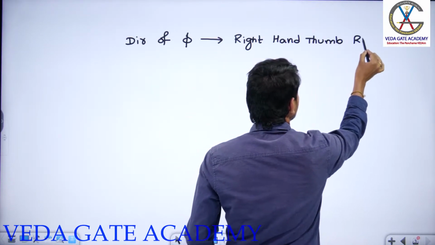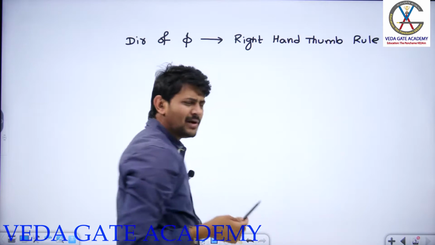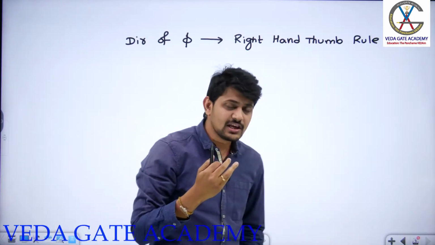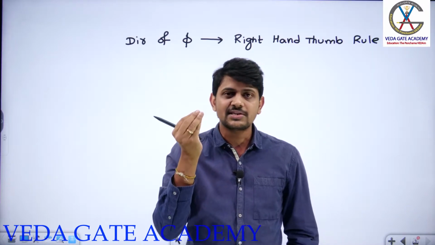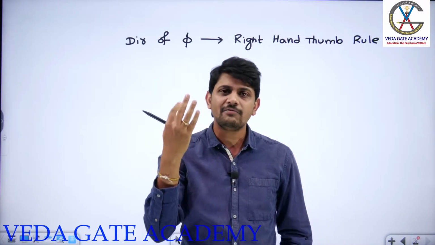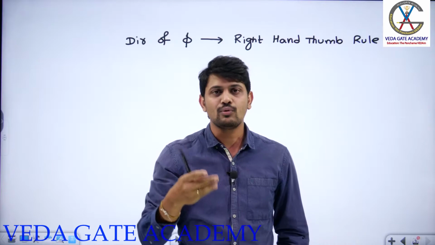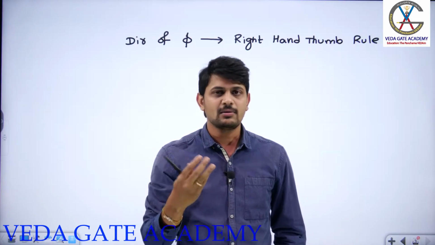I will quickly tell you how to apply this right hand thumb rule, because basically in our engineering machines, there are a total of 5 laws. If you clearly understand those 5 laws, you will be able to play with any kind of machine we are going to study in our GATE syllabus.